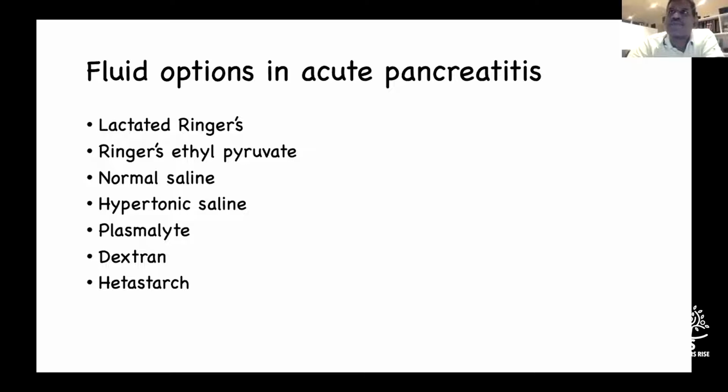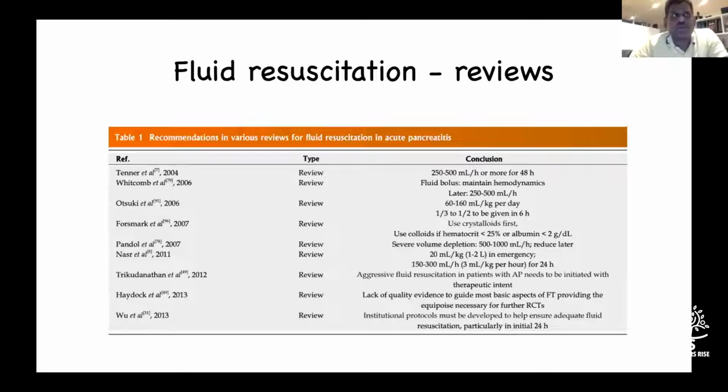Colloids can stay within the circulation for a longer time, but the current guidelines say that hetastarch is probably not very useful. We still do not have excellent data if we combine the use of hetastarch with a crystalloid to reduce the overall volume used in acute pancreatitis. That is something which we can look into as a group.